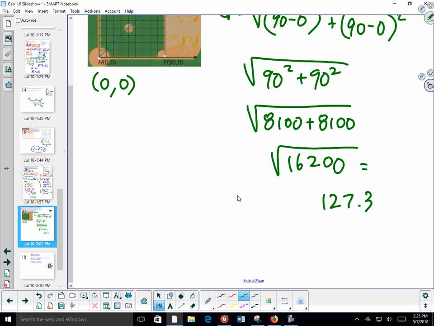Yeah. All right, so that means that the distance is approximately 127.3. Are we talking about feet? Yeah.